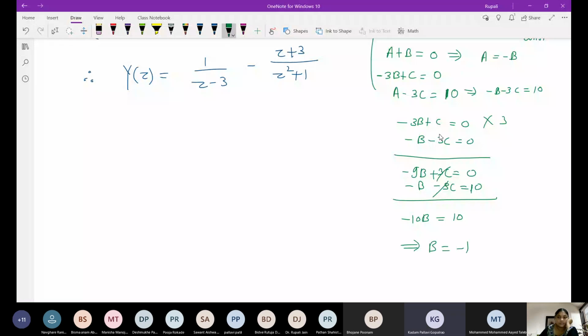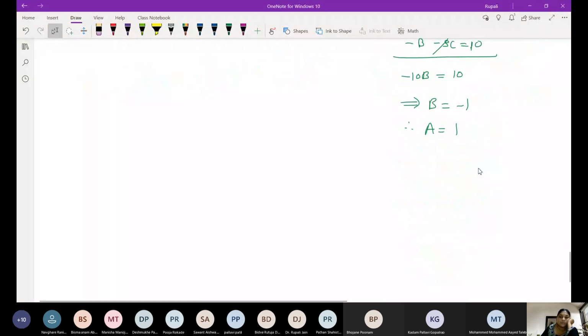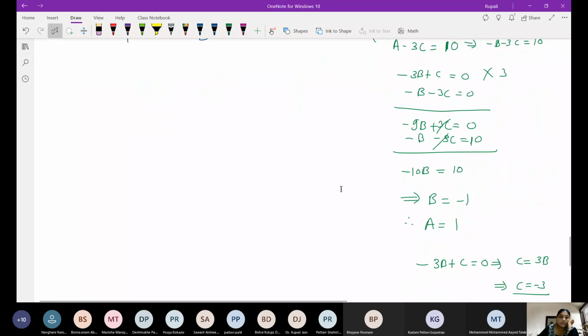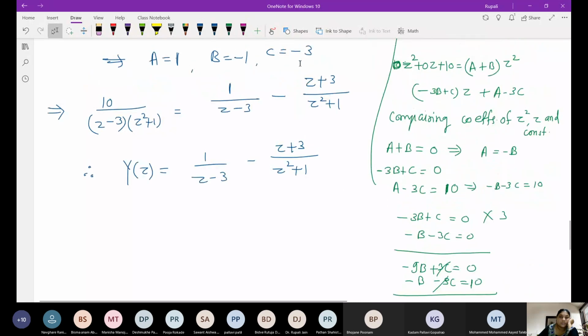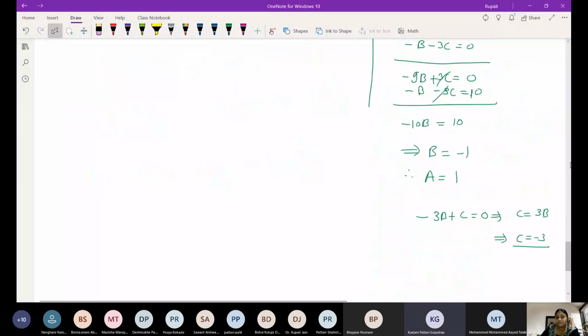Now if b is equal to minus 1, therefore a will be 1, right? a is equal to minus b. And what is my c? Minus 3b plus c is equal to 0 implies c is equal to 3b, so c is equal to minus 3. So c is equal to minus 3, b is equal to minus 1, and a is equal to 1. Is that okay? Yes, ma'am.